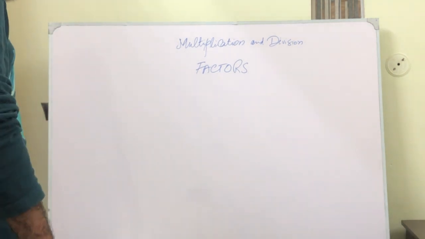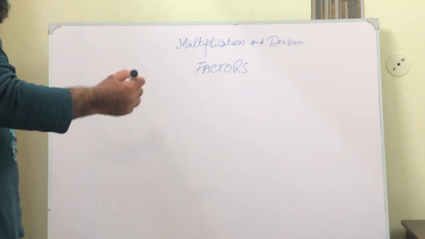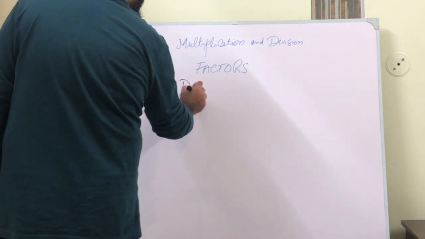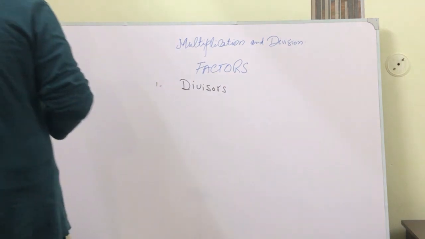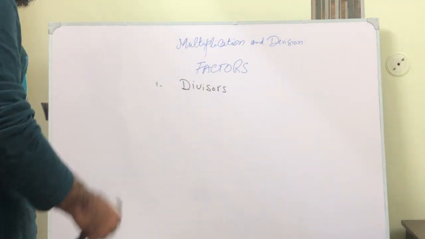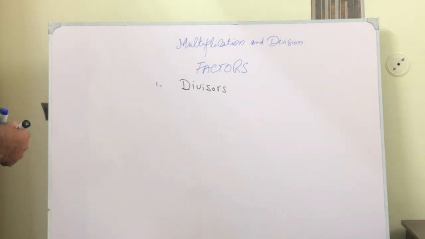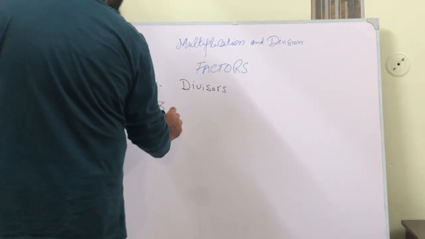First topic is factors. So what are the factors? What is the meaning of factors? Remember, factors mean divisors. Divisors of a number are called factors. We'll take some examples. Let's suppose we have number 8.